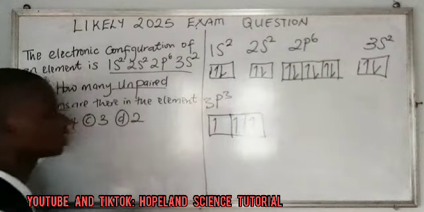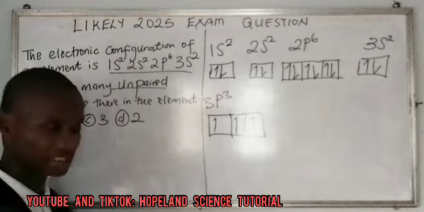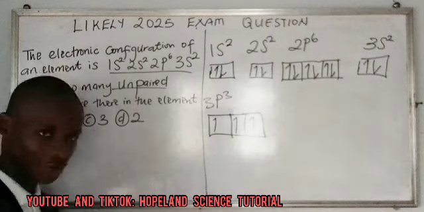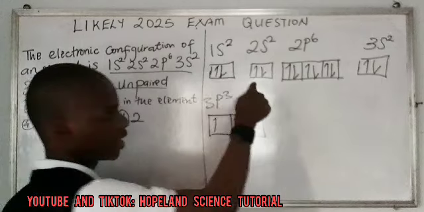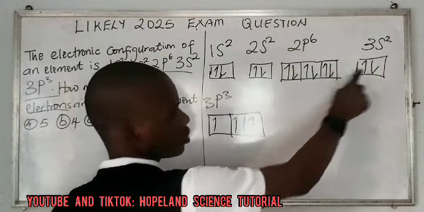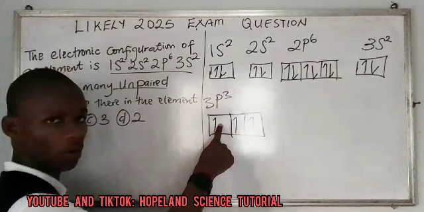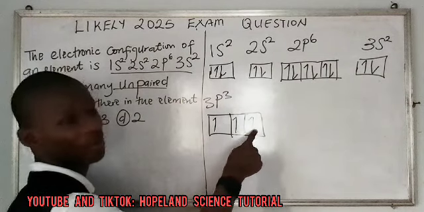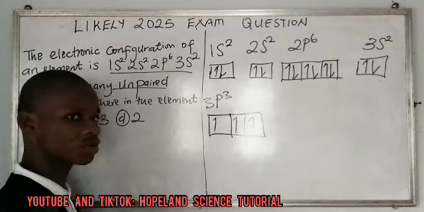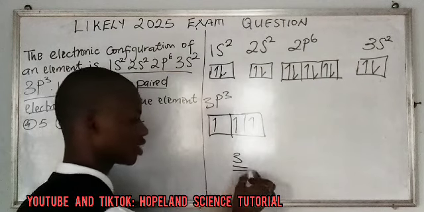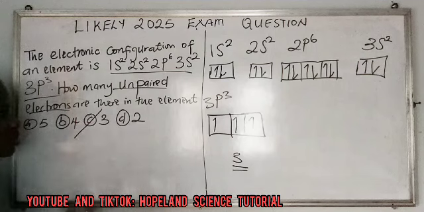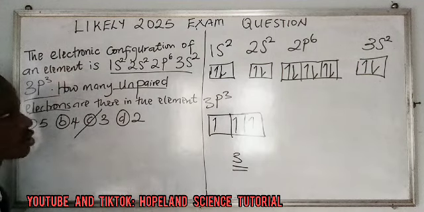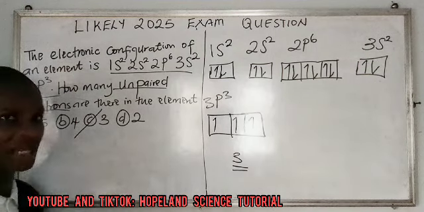So now the question is, how many electrons are unpaired? When we say unpaired, how many electrons are not occurring in twos? This first one, there are two here, there are two. This one is two, this one is two, this one is two, this one is two. But this one is occurring in one, this one is occurring in one, this one is occurring in one. So how many electrons are unpaired here? There are 3 electrons that are unpaired. True or false? True. So it therefore means that the answer is what? C. So this is how to answer questions under the concept of unpaired electrons.